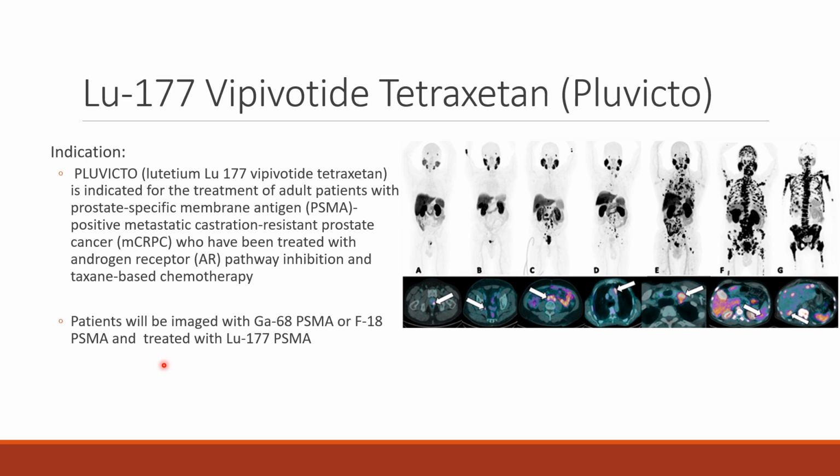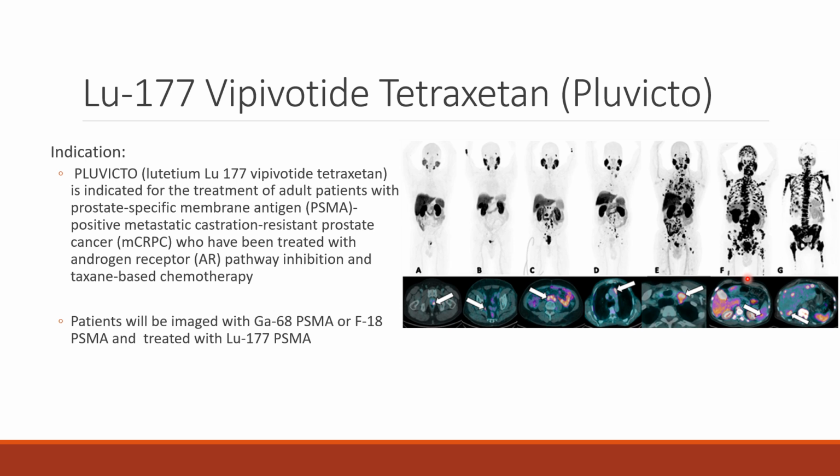So with Pluvicto, look at how beautiful these images are. These are all different patients with different variations. A is pretty normal. G and F are not. They're very abnormal, as you can see, all this PSMA up in here. So patients are imaged with either gallium or the F18 PSMA agent, and then they're treated with lutetium.